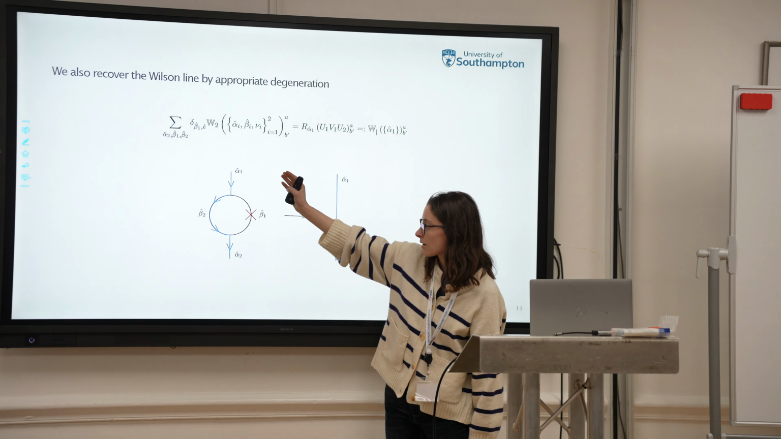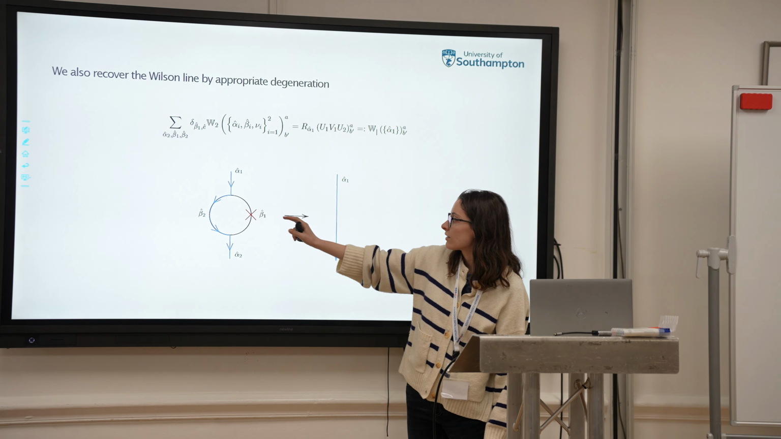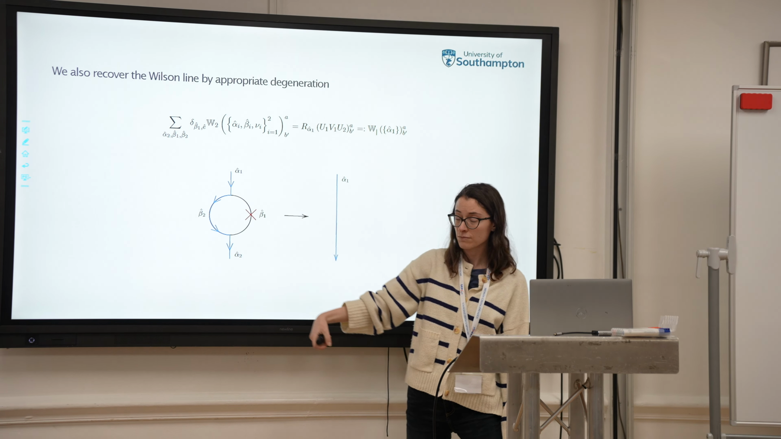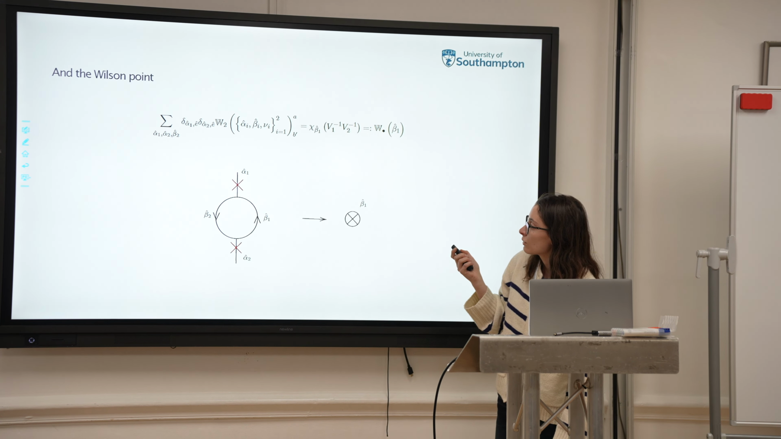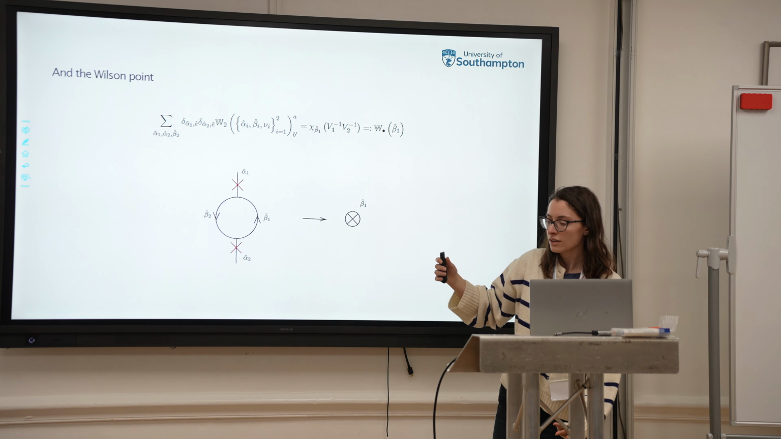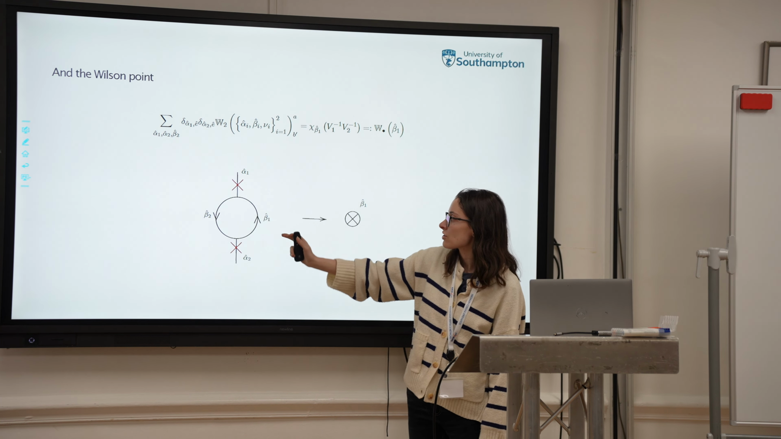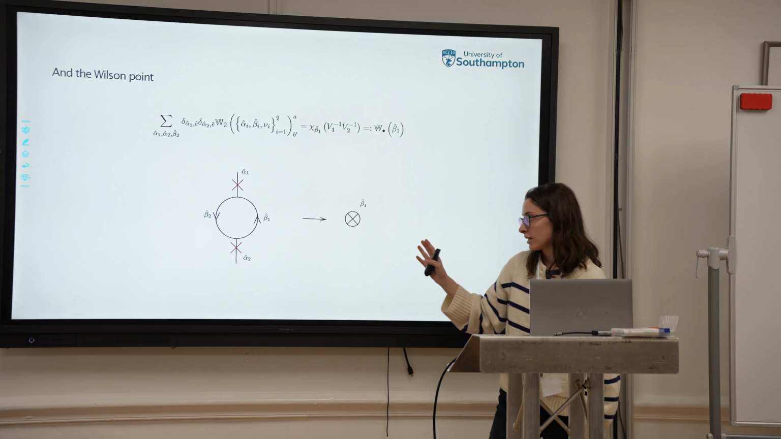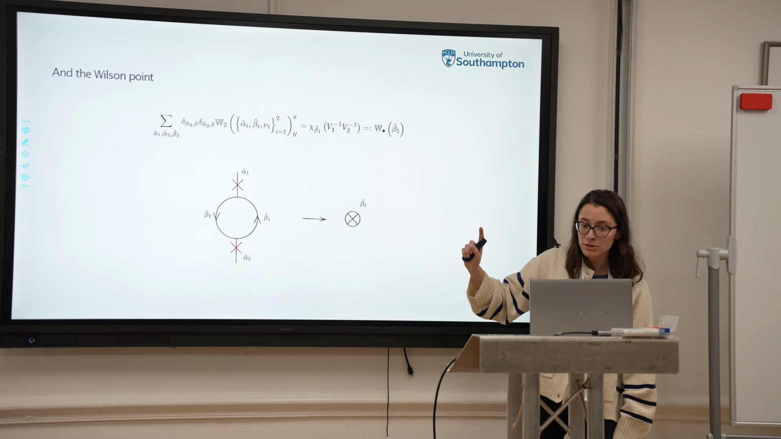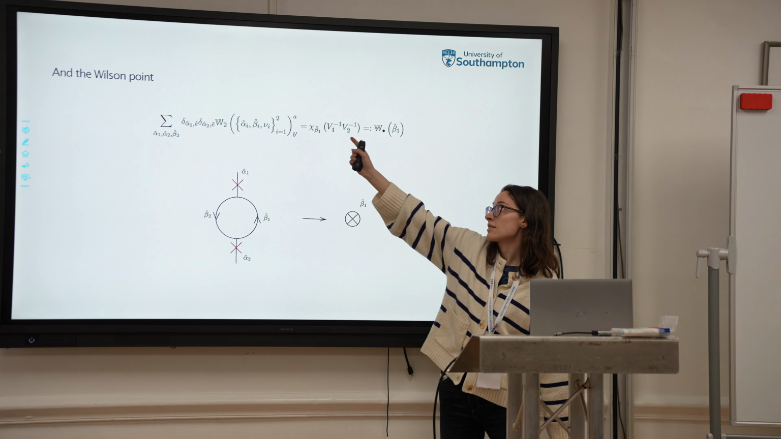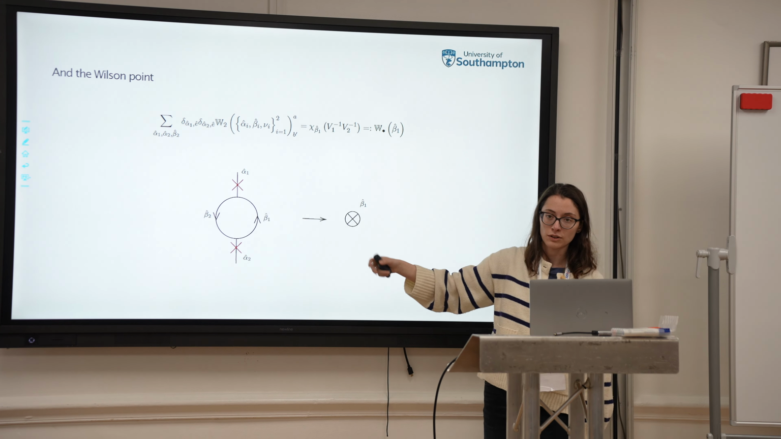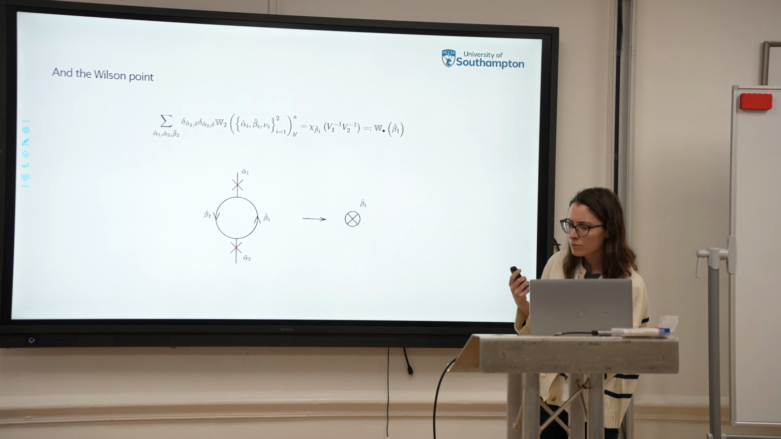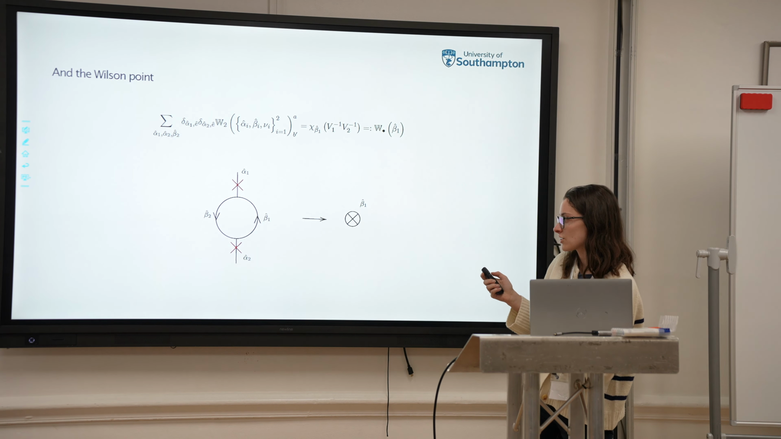If we start, for example, from a two-line junction, we can recover the Wilson line just by erasing one of the internal lines. We can also recover the Wilson point if, again, we start from a two-line junction and this time we erase the external lines, we end up just with a point operator. And notice that, as I promised you, the point operator is precisely a function of the degrees of freedom. It's not described as a disorder operator.